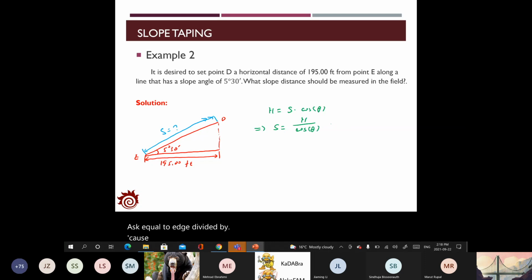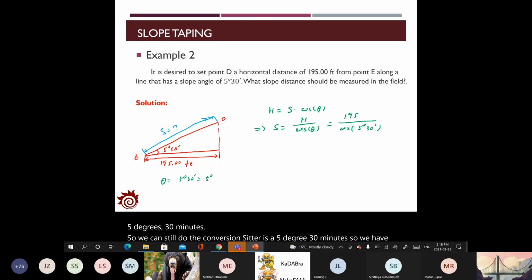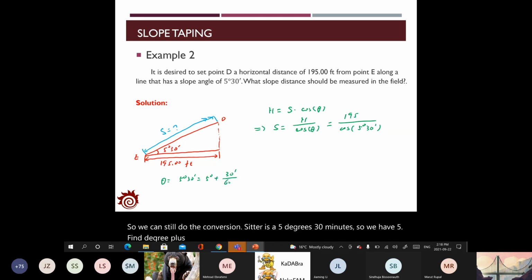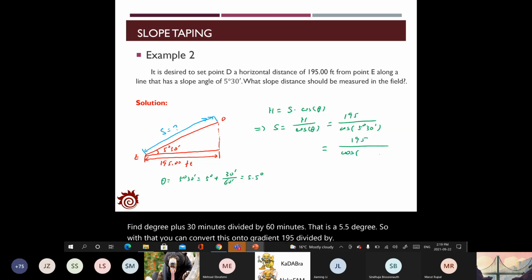This indicates that s equals h divided by cosine theta. H is 195, and theta is 5 degrees 30 minutes. So we can still do the conversion. We have 5 degrees plus 30 minutes divided by 60 minutes, that is 5.5 degrees. Then you can convert this to radians: 195 divided by cosine of 5.5 times pi divided by 180.